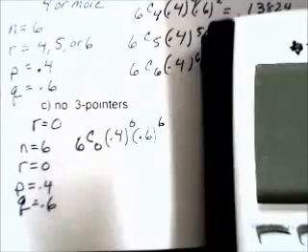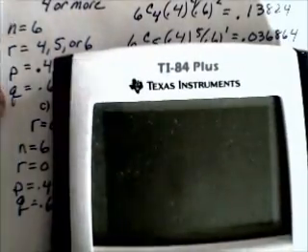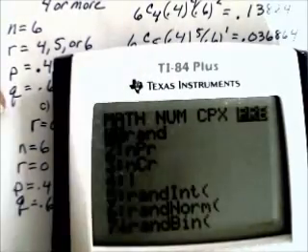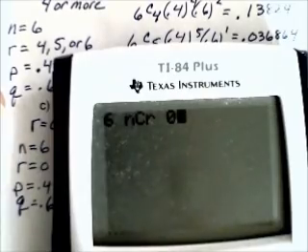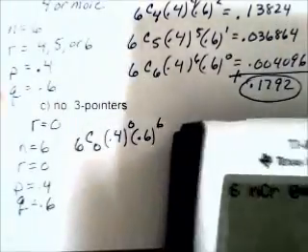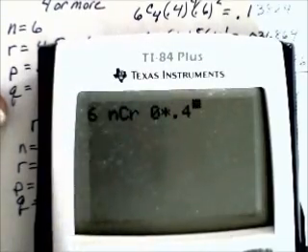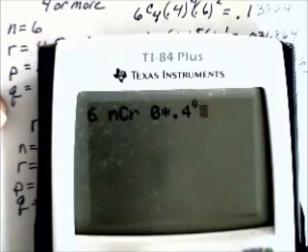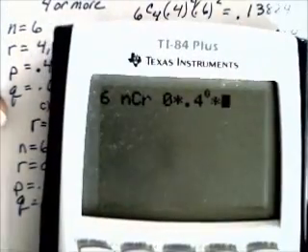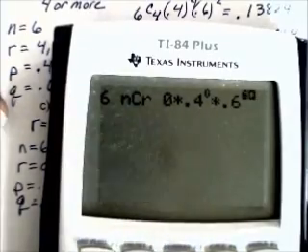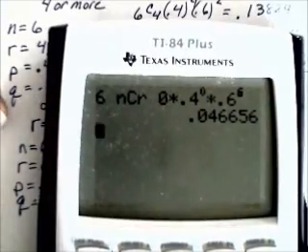Go to the calculator. 6, math, probability, number 3, 6 C 0, 6 choose 0, times 0.4 to the 0, times 0.6 to the 6. 0.046656.